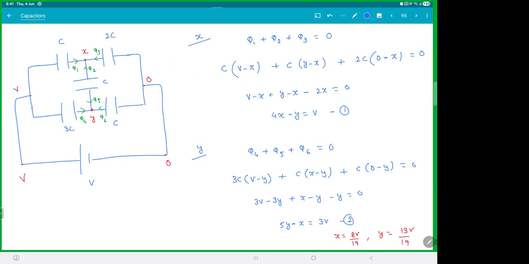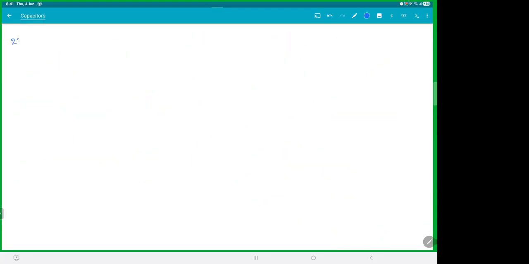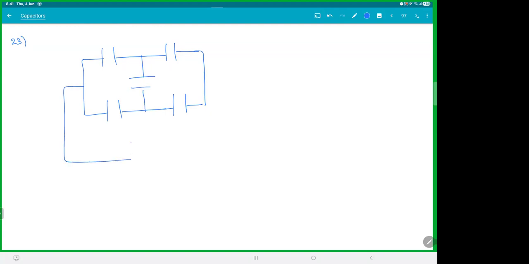But everyone understood the steps? So what they would ask would be something of this sort. Same question, if I give you like this: C, 2C. Sometimes they won't give the battery, they will simply say 2C, C, and C. So the battery is between this. They'll say find C equivalent. So you have to assume an imaginary battery giving an imaginary charge Q.